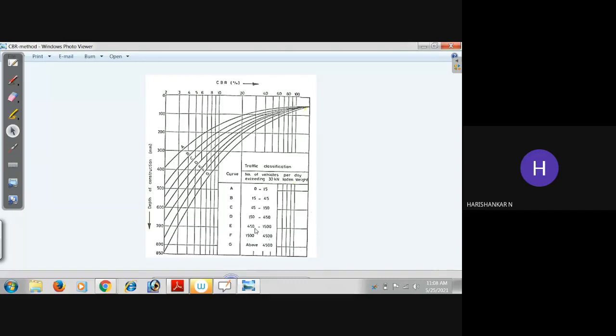it will be in curve E. So you can take curve E, and from curve E you can directly locate the 4% CBR value, and for 4% on curve E you will get a value somewhere between 400 and 500, some 480 or something. So in the graph you can simply locate it.